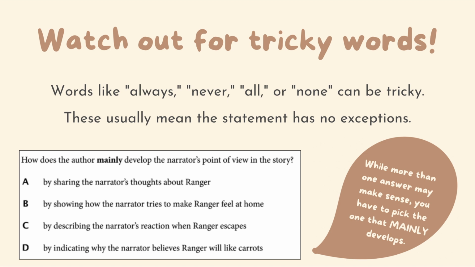Watch out for those tricky words. A lot of times there can be words like always, never, all, or none, and they can be tricky. They usually mean that the statement has no exceptions. So in this case, it says, how does the author mainly develop the narrator's point of view in the story? While more than one answer may make sense, you have to pick the one that mainly develops the story.